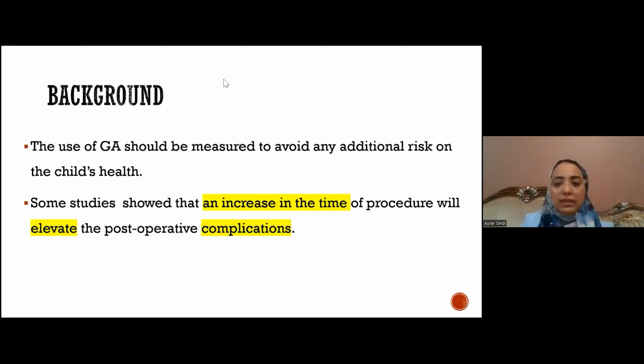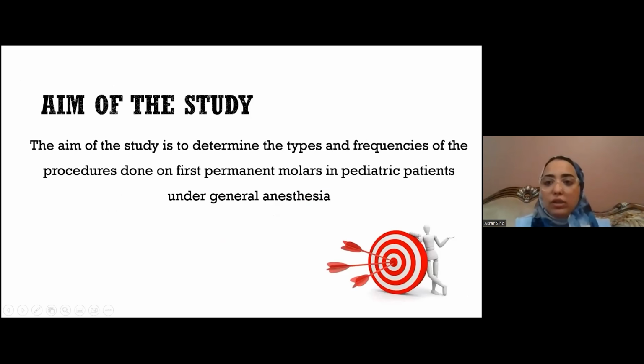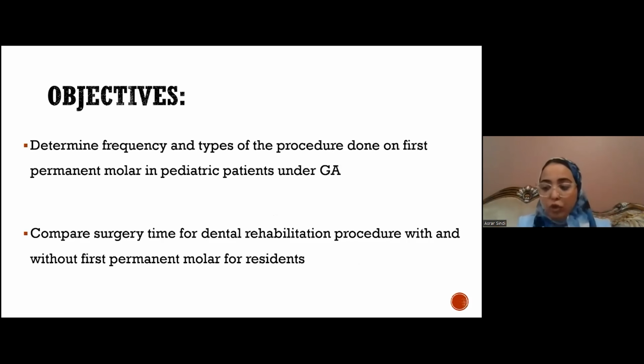Some studies show that increased time of procedure will increase post-operative complications. The aim of our study is to determine the type and frequency of the procedures done on first permanent molars in pediatric patients under general anesthesia. Our objective is to determine the frequency and type of procedures done on first permanent molars in pediatric patients under general anesthesia. Also, we compare surgery time for dental rehabilitation procedures with and without permanent molars for residents.